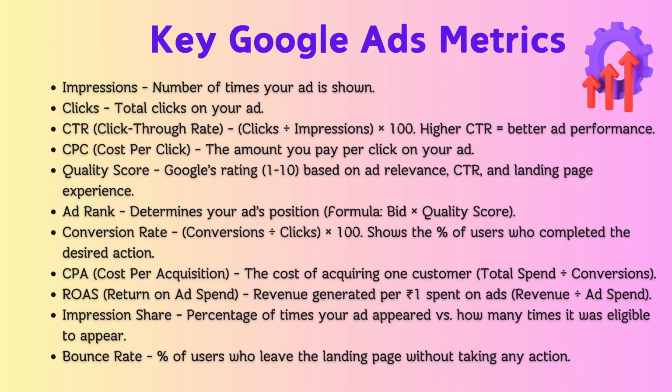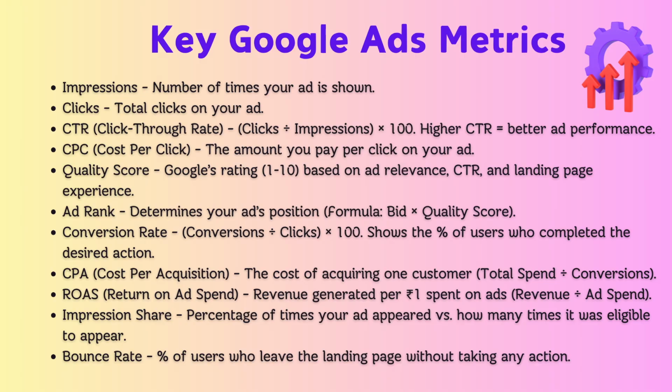The next metric is return on ad spend. It is the revenue generated per 1 rupee spent on ads, so revenue divided by ad spend is how we calculate return on ad spend. Impression share is the percentage of times your ad appeared versus how many times it was eligible to appear. This is also important to know whether your ad is running at absolute top, top, or anywhere on the page. And the last key metric is bounce rate, the percentage of users who leave the landing page without taking any action.